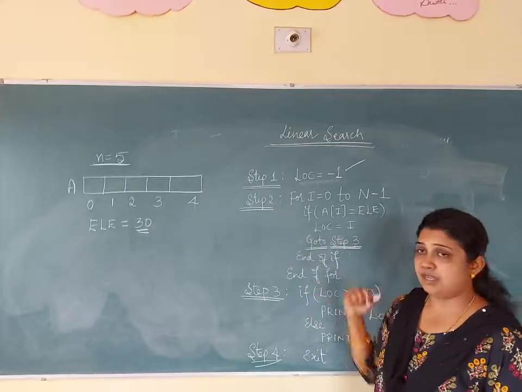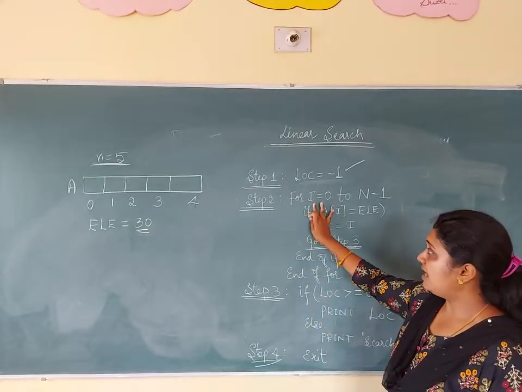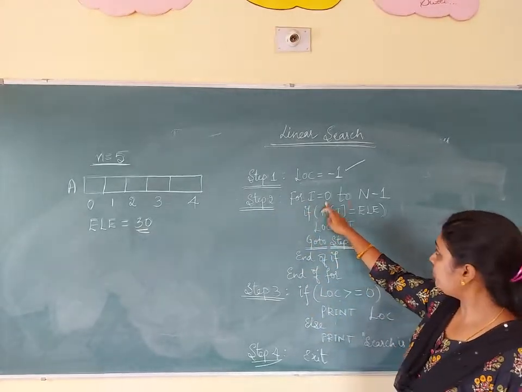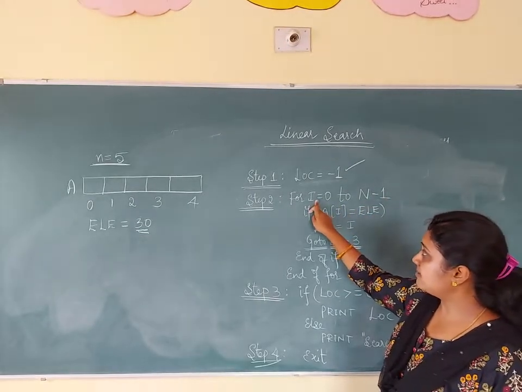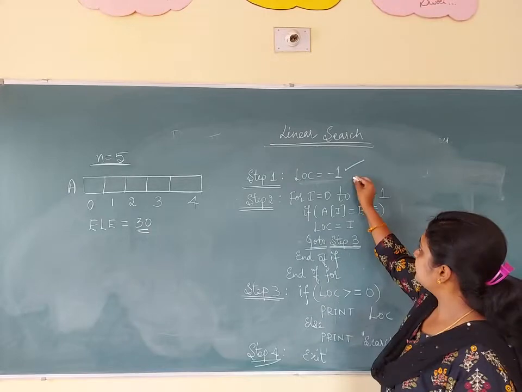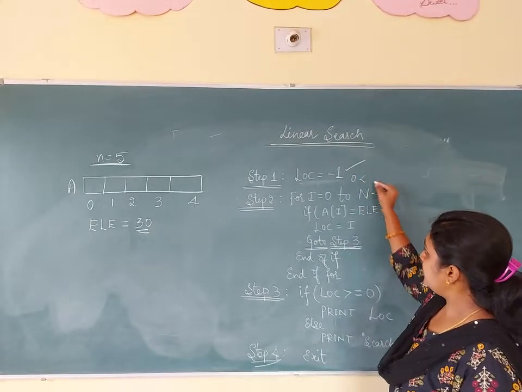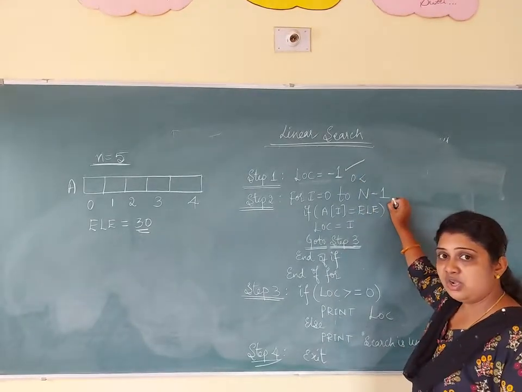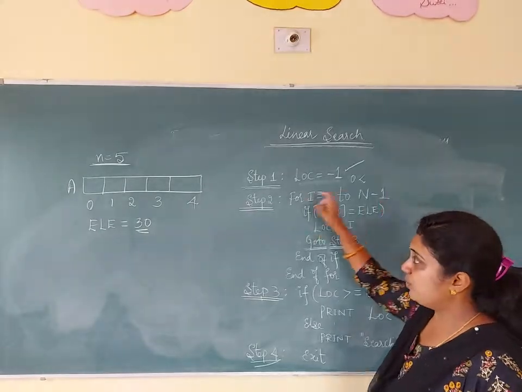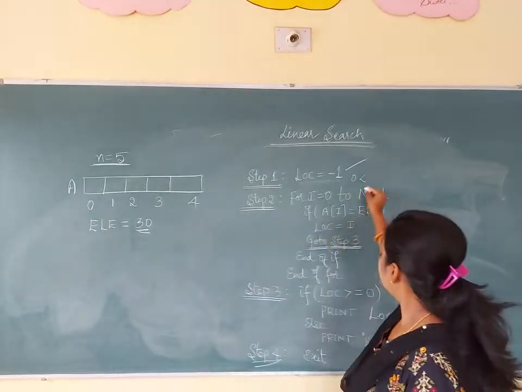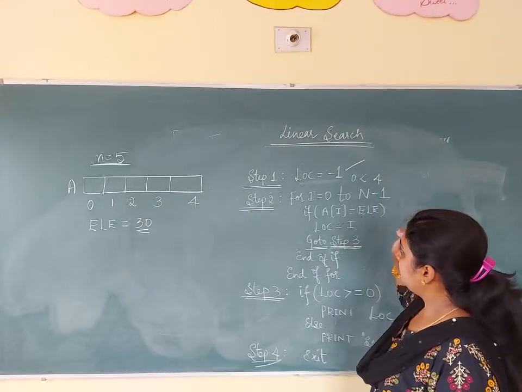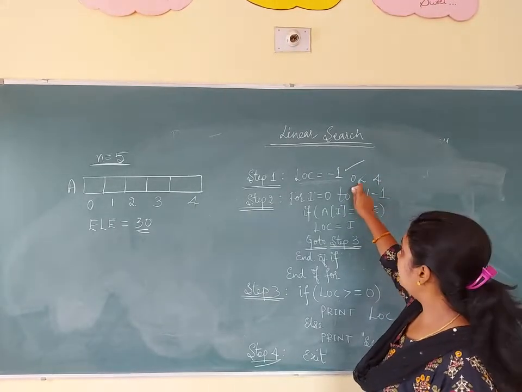And the second step, for i equals to 0 to n minus 1. So what is my i value? That is 0, which is less than n minus 1. What is my n value? n minus 1, that is 5 minus 1, you will get 4. Okay, 0 is less than 4.